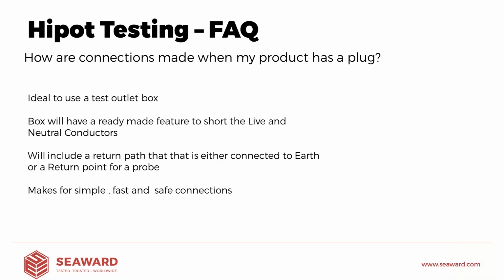That return path is typically the earth pin, or there may be a separate connection for a probe if you need to use that. It makes for a much more simple, fast and ultimately safe connection by using one of these outlet boxes. If you are interested in any of these outlet boxes, please make contact. We have a range of these that could be used throughout the world, with multiple configurations of sockets.